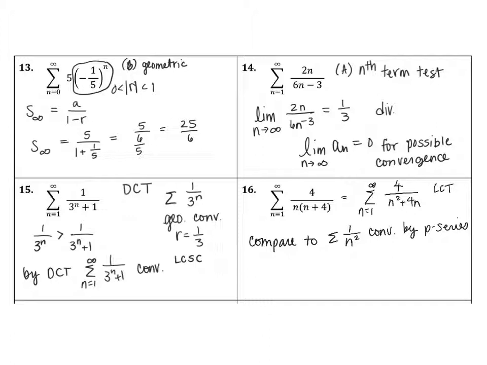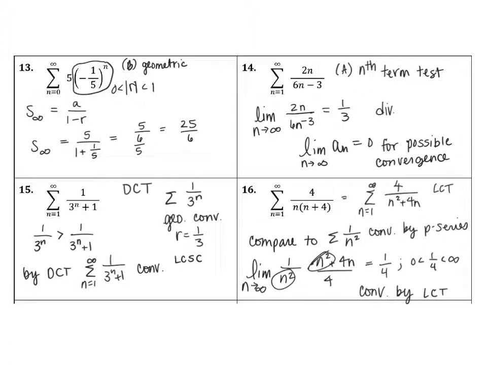All right, so let's see. We're going to say that our limit as n approaches infinity of 1 over n squared times, and we're going to do a reciprocal, n squared plus 4n all over 4. Notice these highest powers here and here dominate everything, so that's really going to go to 1/4, which is between 0 and infinity. So this is convergent by the limit comparison test.